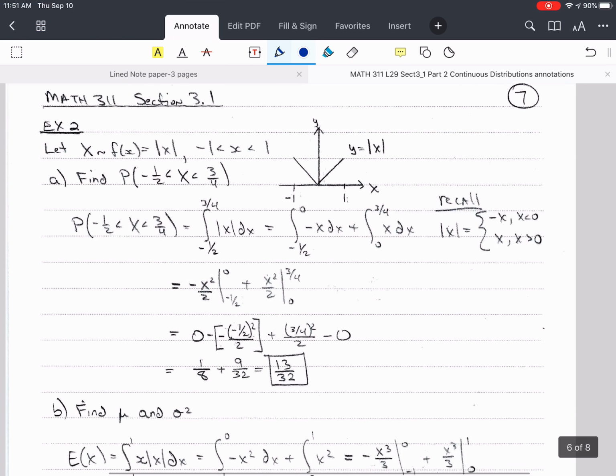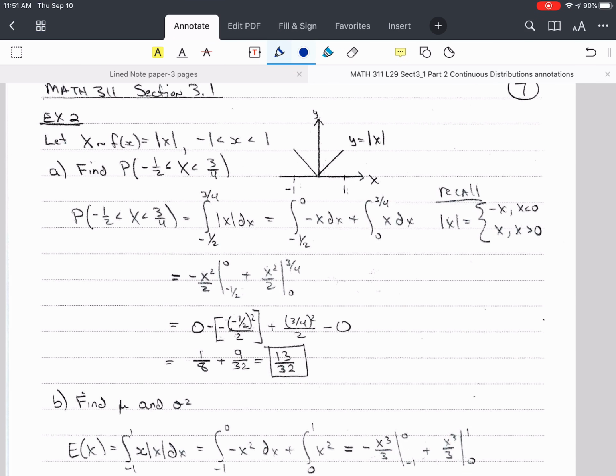Let's do another example. Let's look at the absolute value of x. So the absolute value of x here as f of x, and let x be between -1 and 1. It's very handy to graph this. I strongly advise you to graph anything that you can. And so by looking at this, we can look at the area under the curve. We can see that this is symmetric, okay? So, which is handy to know. Anytime you have symmetry, you can use that.